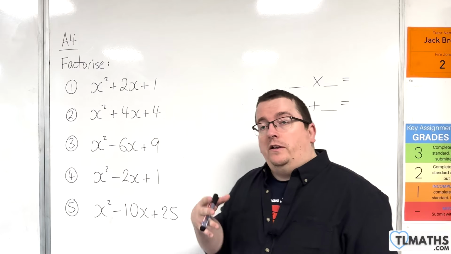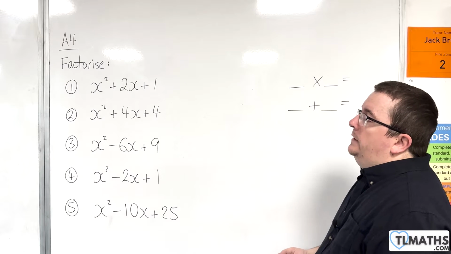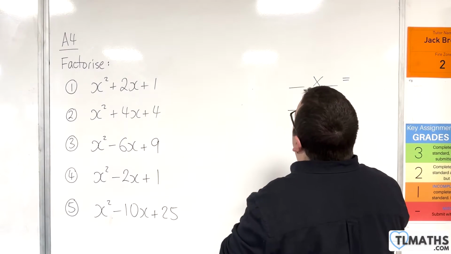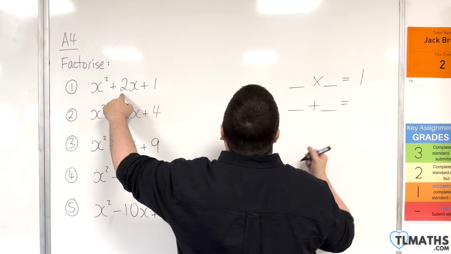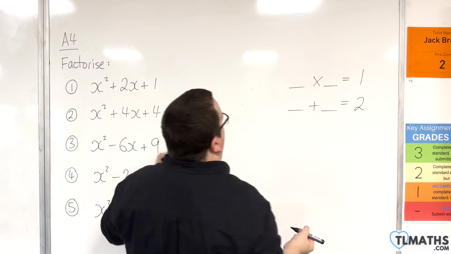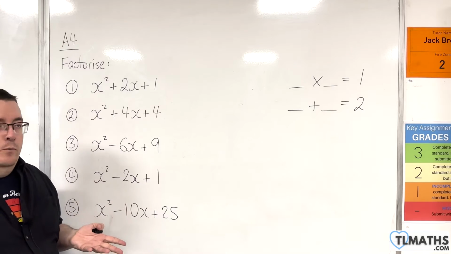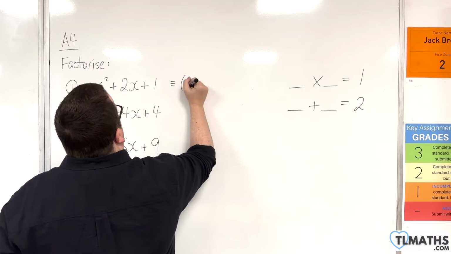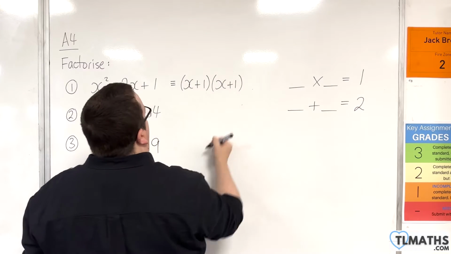So in this video we're going to go through some more examples of factorising quadratic expressions, and let's take a look at the first one. We've got x squared plus 2x plus 1. So we need two numbers that multiply together to make 1 but add together to make 2. That would be 1 and 1, wouldn't it? 1 times 1 is 1, 1 plus 1 is 2. So we would have x plus 1 times x plus 1.